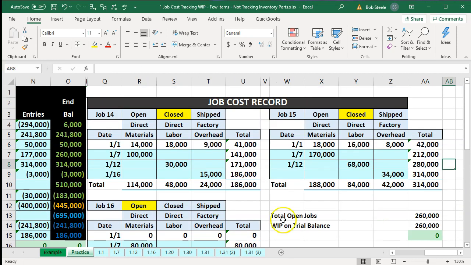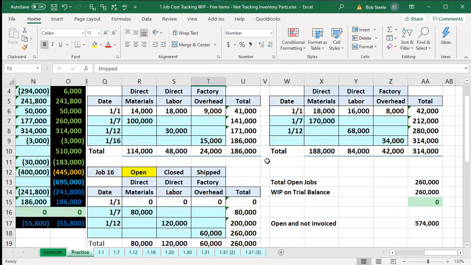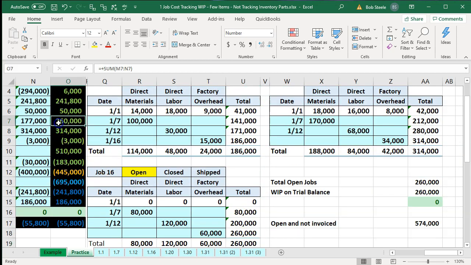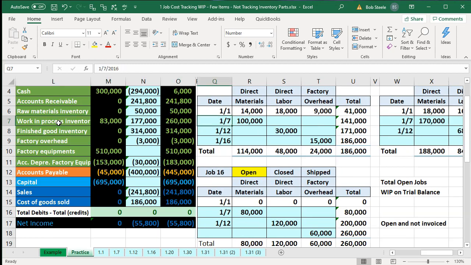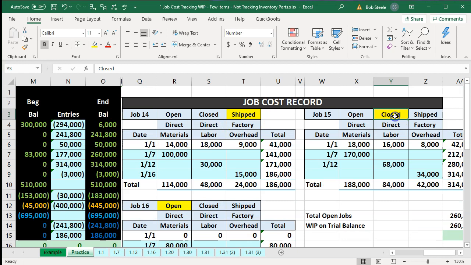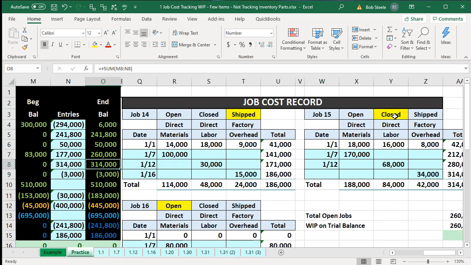So if I go back over here, we're going to say, well, this one's now closed and it's shipped, let's say. So what's still in work in process? This amount's still in work in process. That's going to be the 260. This amount is now in finished goods. It's closed but not shipped. And that's going to be for the 314. So there's the 314 in the finished goods.